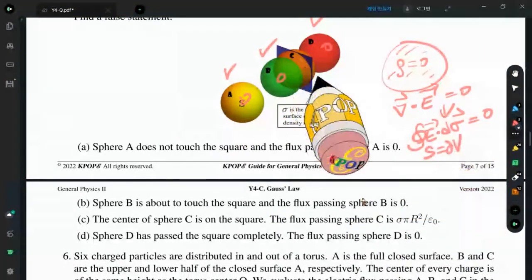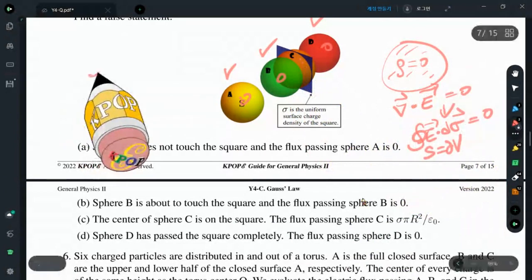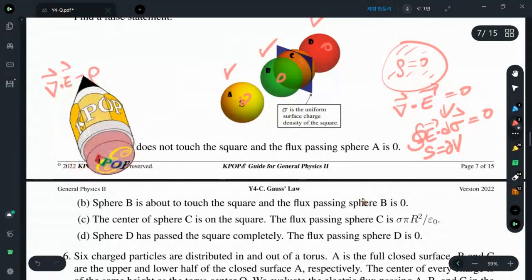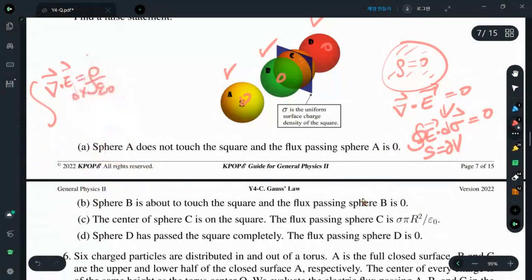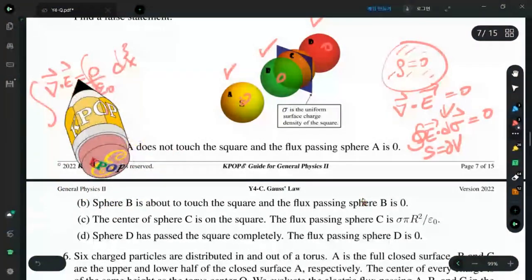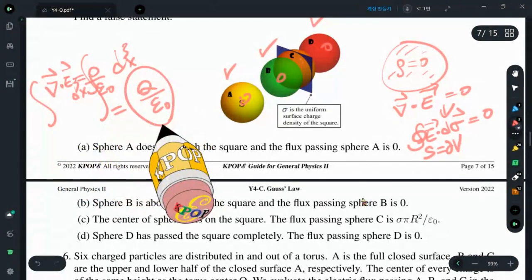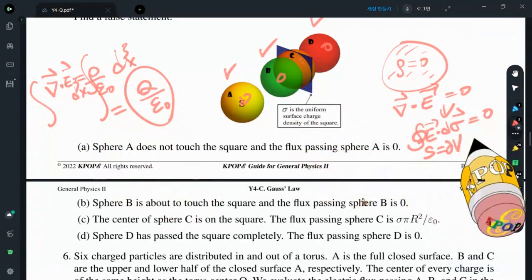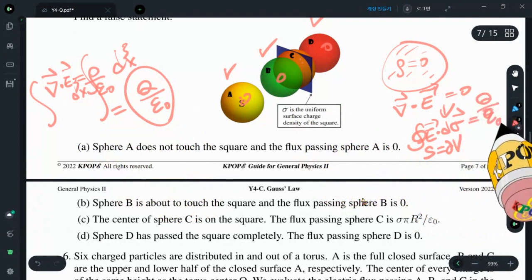And in this one, we have charge inside. And we have divergence E equals rho over epsilon 0. Its volume integral is the charge over epsilon 0, right? So the electric field flux should be charge over epsilon 0.